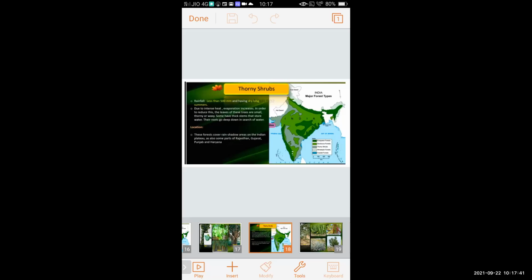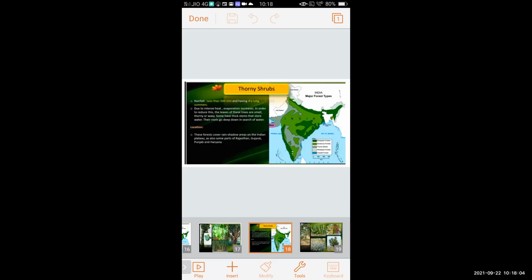So thorny shrubs are found where rainfall is less than 500 mm and there are dry, long summers. Due to intense heat, evaporation increases. In order to reduce this, the leaves of the trees are small, thorny, and waxy. Some have thick stems that store water. Their roots go deep down in search of water.